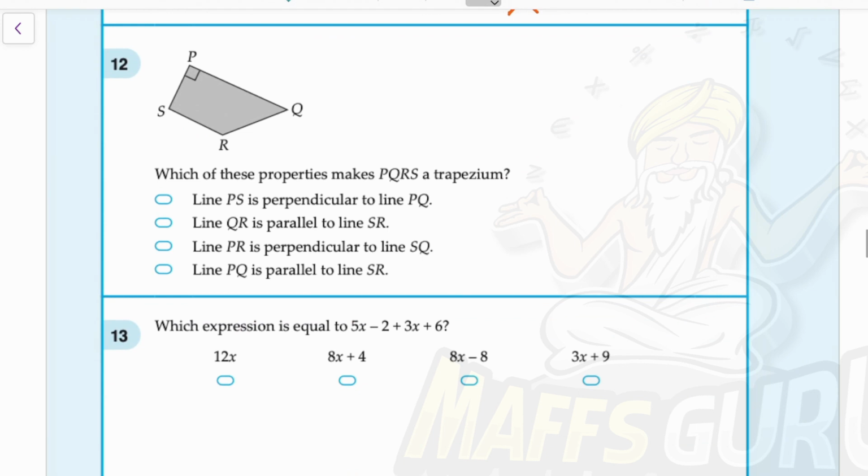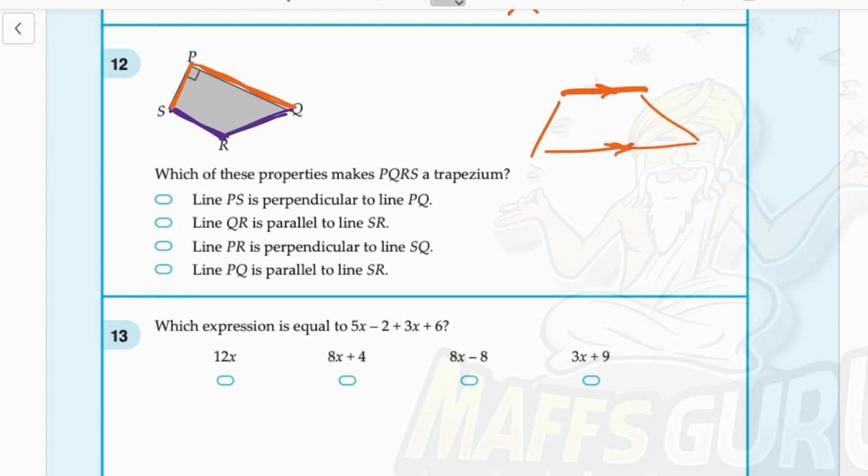Which of these properties makes PQRS a trapezium? Line PS is perpendicular to line PQ. So PS is perpendicular to PQ. Well, that's not true of a trapezium. If you remember a trapezium, basically the best describer is that there are 2 sets of parallel lines. Yes, 4 sides, but 2 sets of parallel lines. So PS is perpendicular, I don't really care. QR is parallel to SR. So let's have a look. QR is parallel to SR.